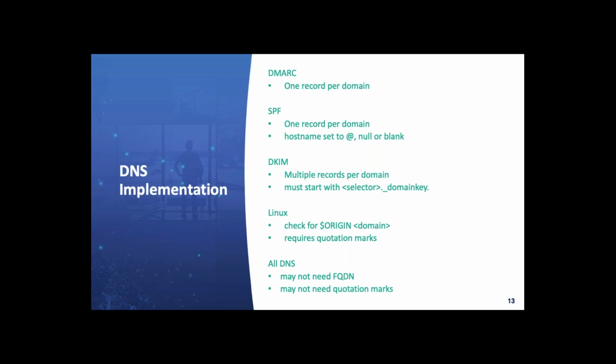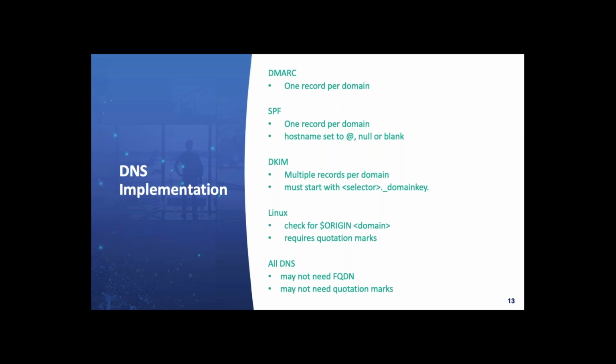For DKIM, you can have multiple records, but remember, it must start with a selector, then a dot, then underscore domainkey, right? It starts with the selector and then goes to dot underscore domainkey for it to be valid. Whether it's a CNAME or a text record doesn't matter. It's always going to follow this mechanism.